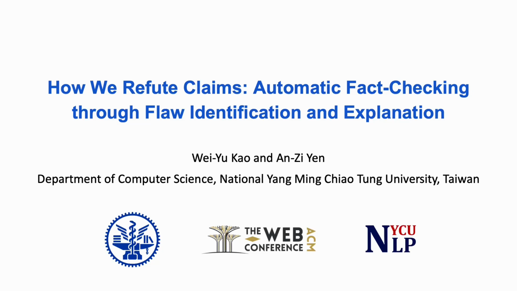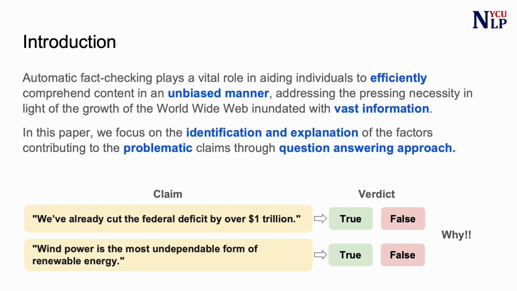Hello, everyone. In this video, I would like to present our work, How We Refute Claims, Automatic Fact-Checking Through Flaw Identification and Explanation. Automatic fact-checking is an important task because it helps individuals to efficiently grasp content from the vast information in an unbiased manner. In this paper, we focus on how to utilize question-answering approach to identify and explain problematic claims.